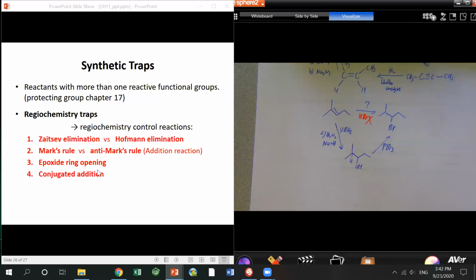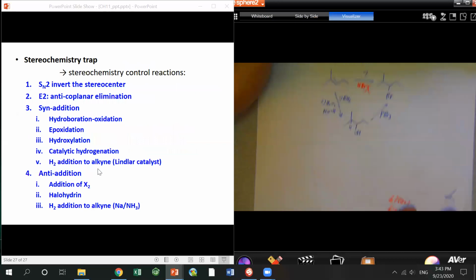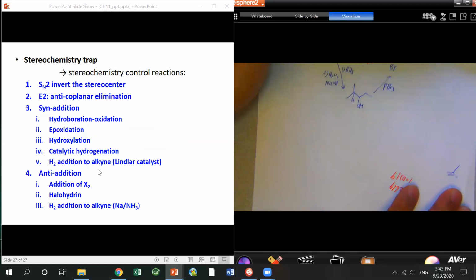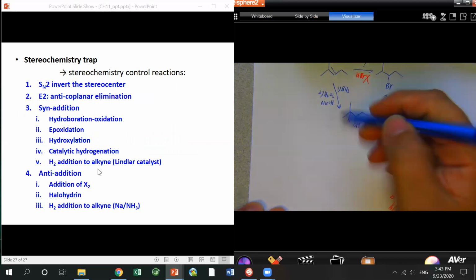So that's about the regiochemistry trap, and now the more difficult stereochemistry trap. All right, again, let me give you guys one example.